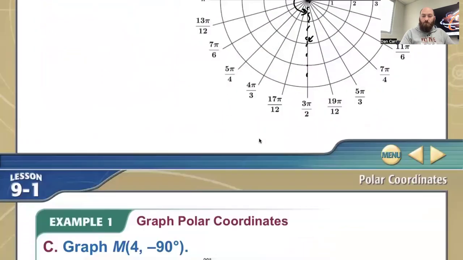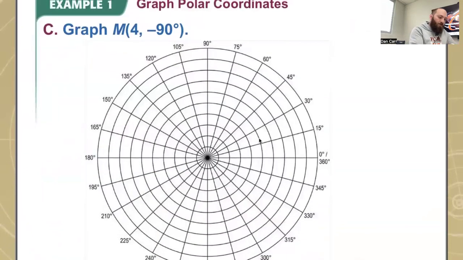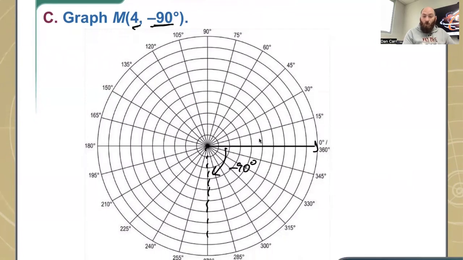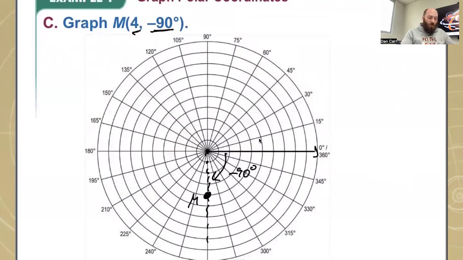Okay, so we've got (4, -90°). Again, from our polar axis, which is right here. Whoops, let me try that again. Okay, there's my polar axis. -90 degrees is going to put me down here in this direction. And then it's +4, so from the pole we go 1, 2, 3, 4. So that's going to be point M in this case.